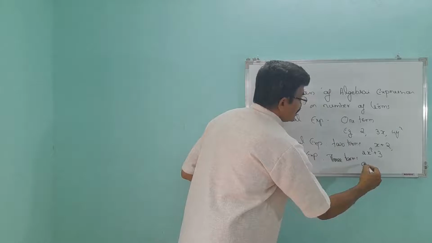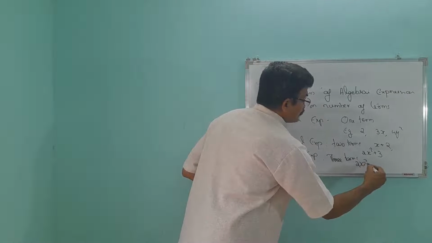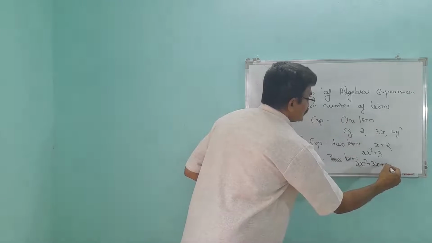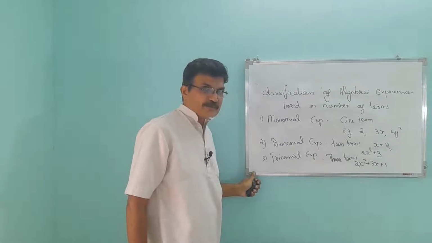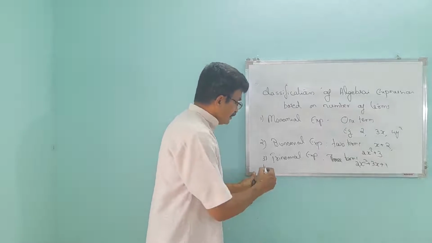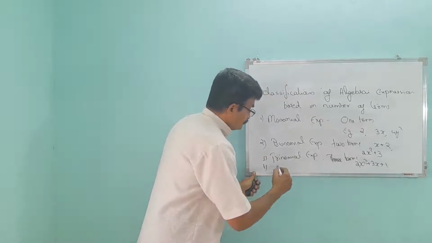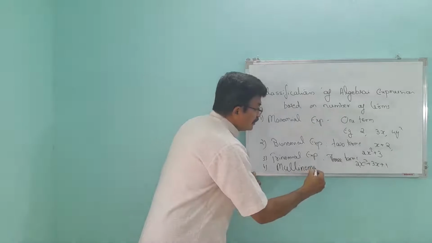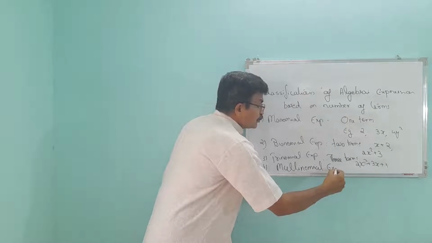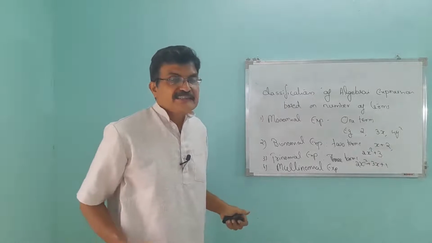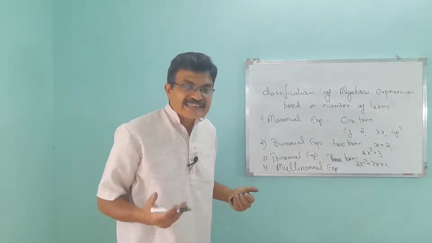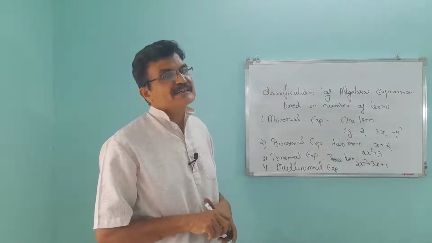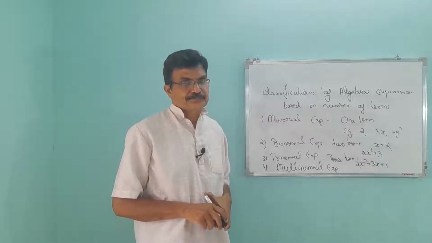Such as 2x square plus 3x plus 1. Trinomial. Then multinomial. A multinomial expression is an algebraic expression with more than 3 terms. That is called a multinomial algebraic expression.